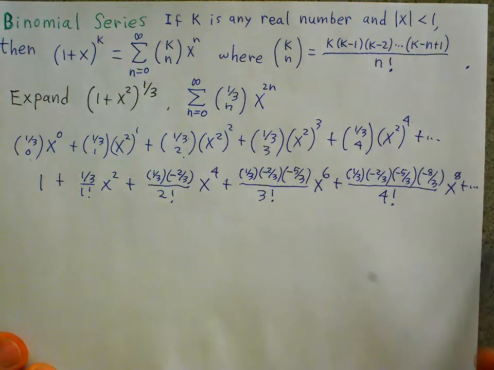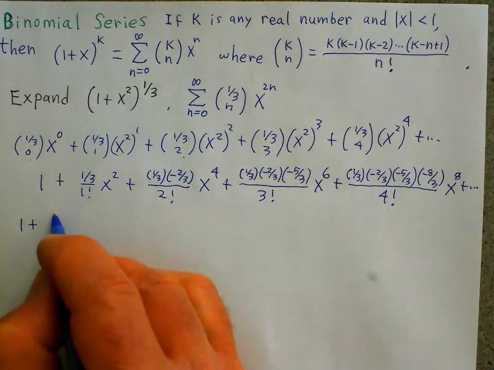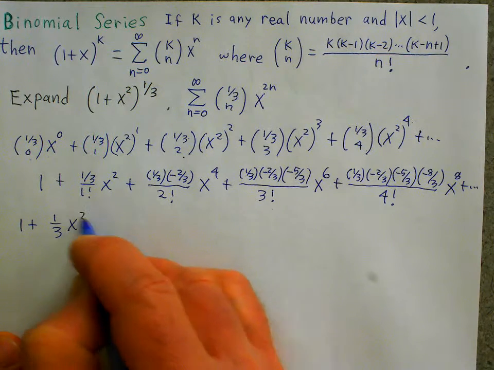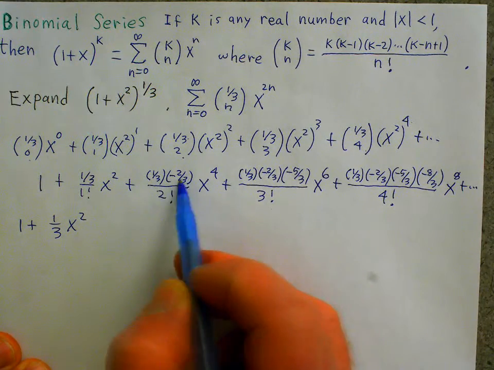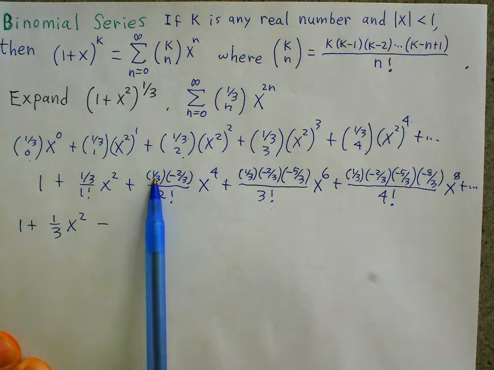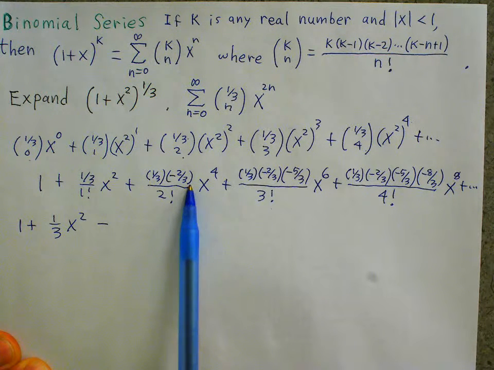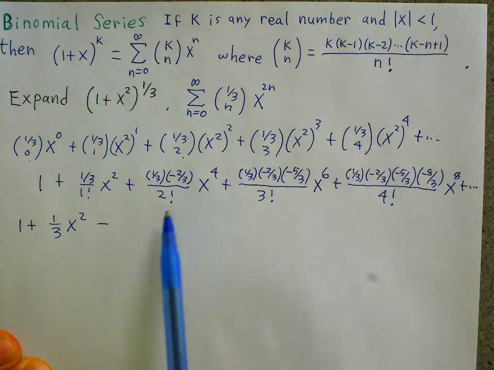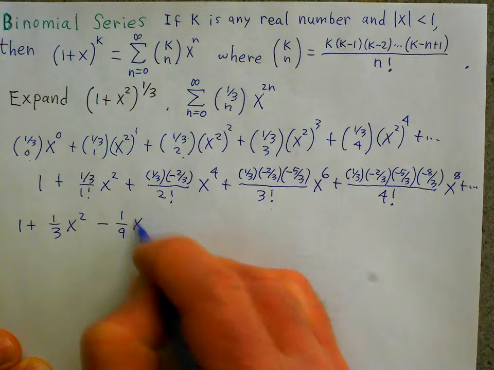Okay, so let's just do some of the arithmetic. We get 1 plus 1/3 times x to the 2nd. And what's the next term? Negative 2/3 over 2 factorial. Yeah, the coefficient is going to be negative, so we write minus. So 1/3 times, well, we've taken care of the minus, so 1/3 times 2/3 is 2/9, and then 2/9 divided by 2 is 1/9. So minus 1/9 x to the 4th.